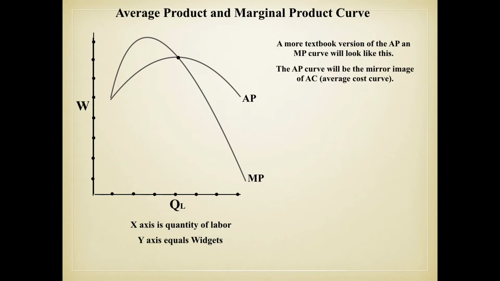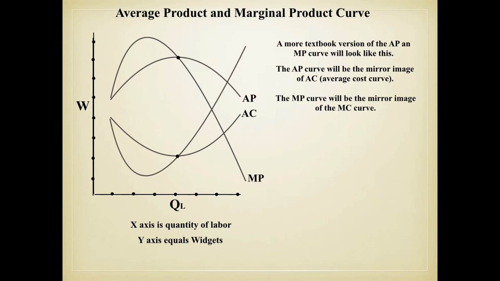The average product curve will be the mirror image of the average cost curve. And there is a similar relationship here. The marginal product curve will be the mirror image of the marginal cost curve. But notice that when the marginal cost curve is below the average cost curve, it's pulling it down. When it's above the average cost curve, it's pulling it up. And the marginal cost curve will always intersect the average cost curve at its lowest point.